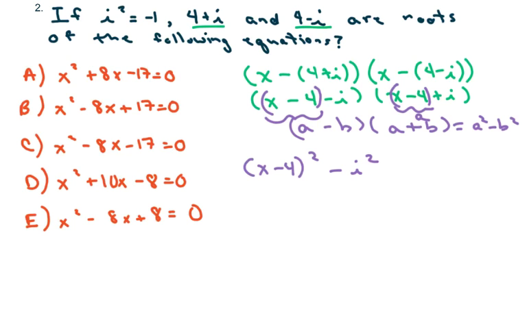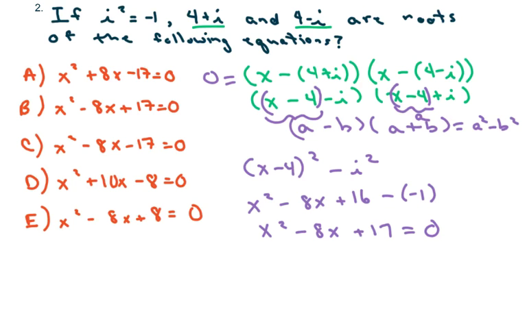Okay, now I'm going to simplify this. You get x squared minus 8x plus 16 minus i squared, which is negative 1. So that gives you x squared minus 8x plus 17, and that all equals 0. I should have put a 0 here. So your answer is B.